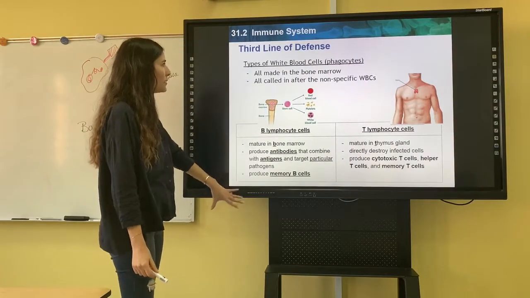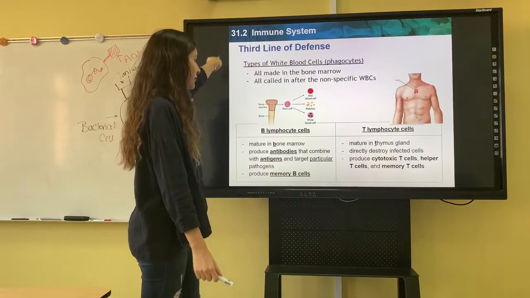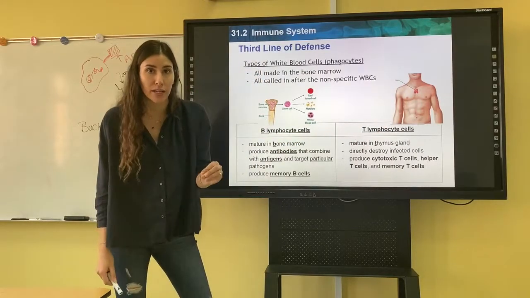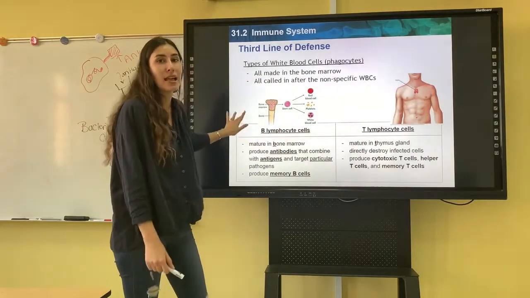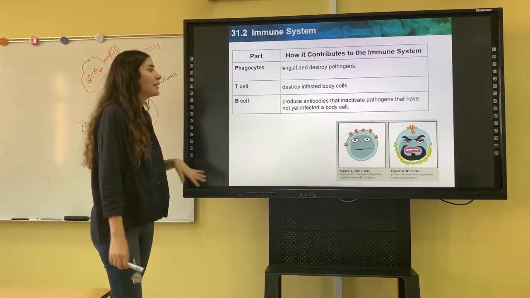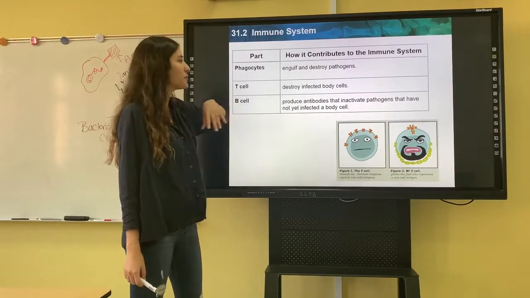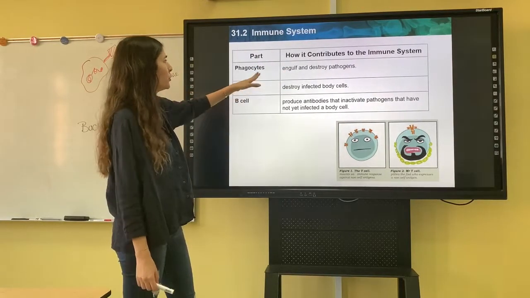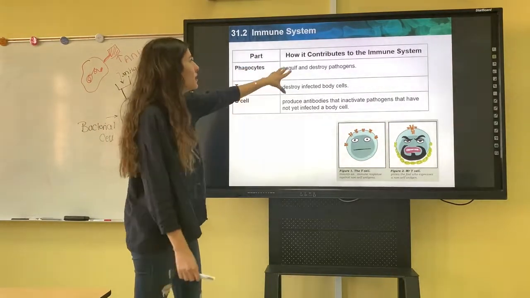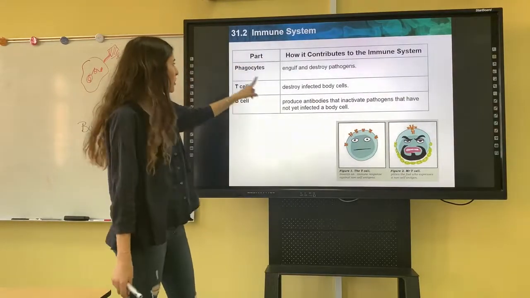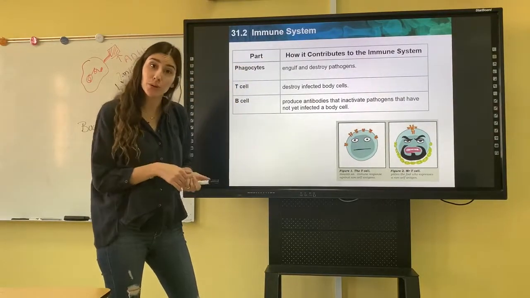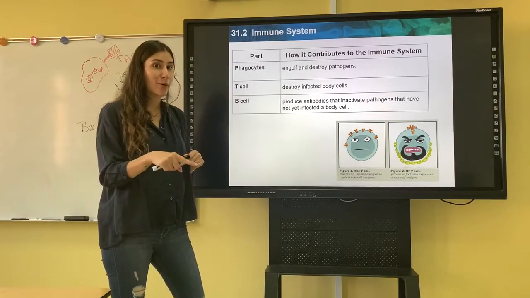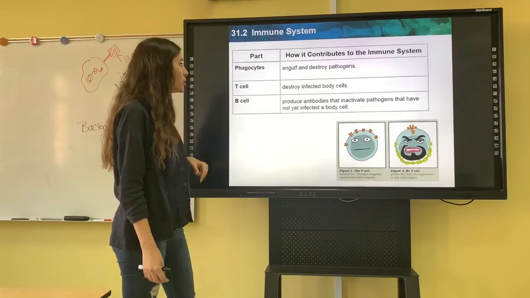So we're still on the third line of defense, but now we talked more specifically about two types of white blood cells, B and T cells. Let's take a look at, again, the different kinds of white blood cells involved in your immune system. Phagocytes eat. What does that word remind you of? Phagocytosis, okay, so they engulf the pathogen by active transport, by phagocytosis.